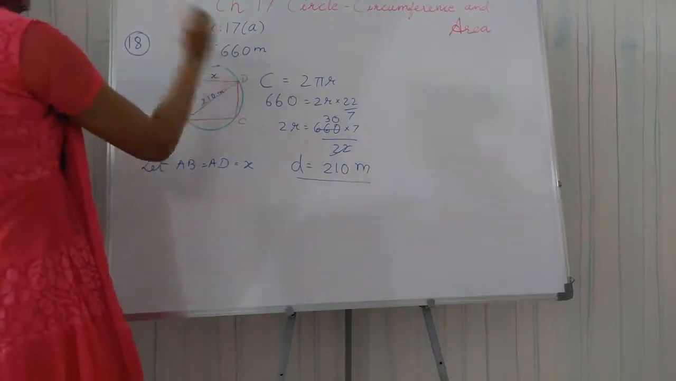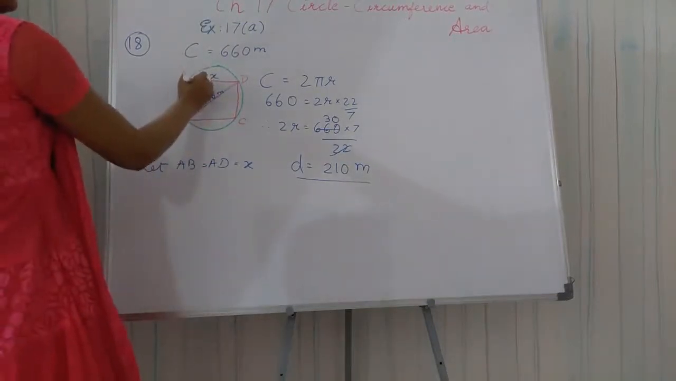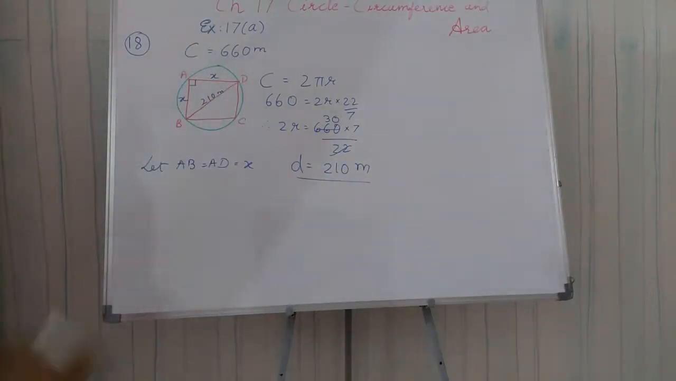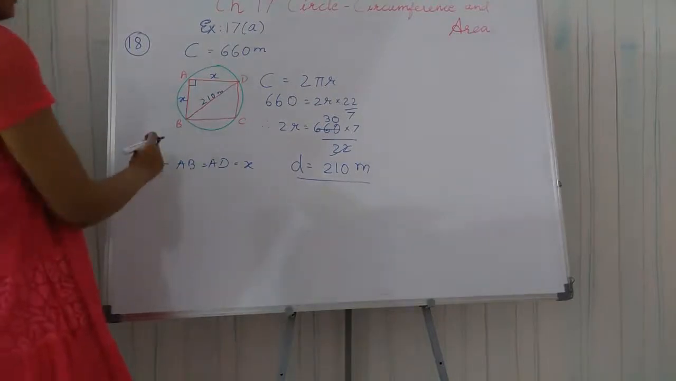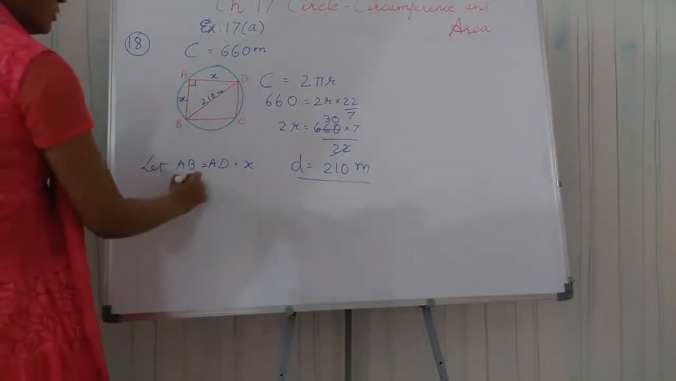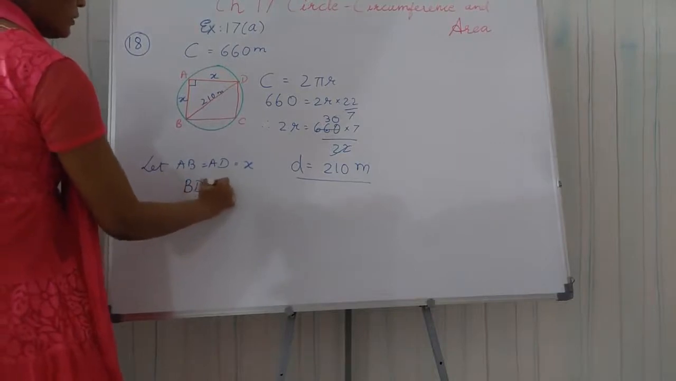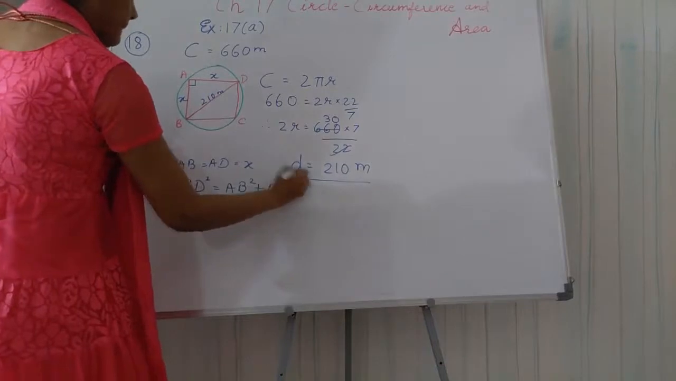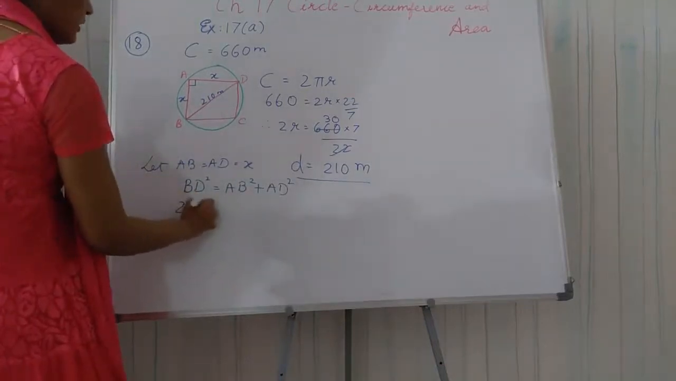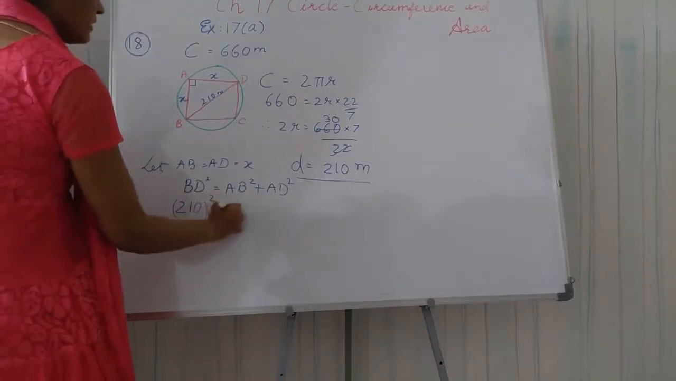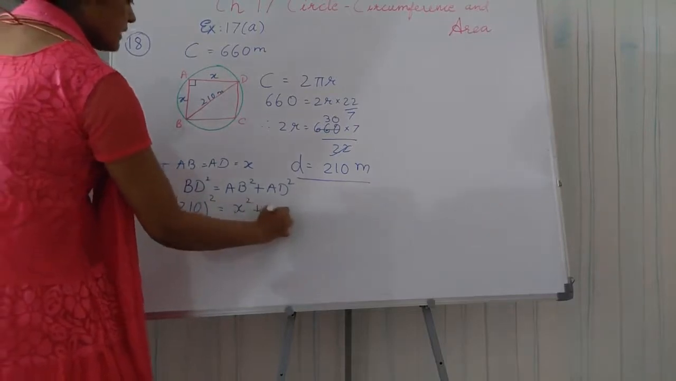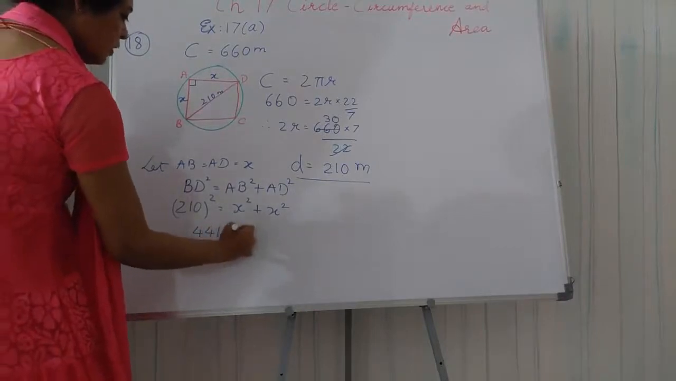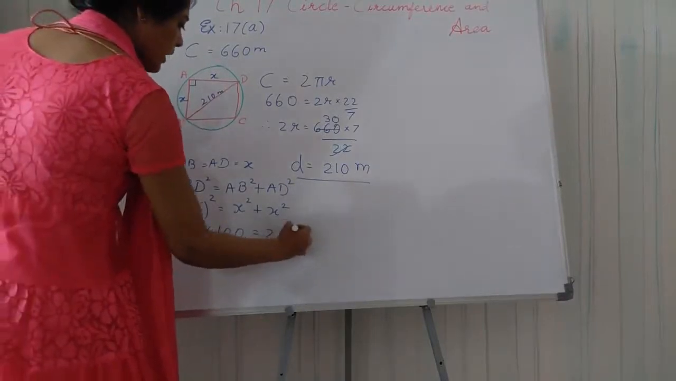So using Pythagoras theorem, because we know that in a square all the angles are of 90 degree. So now I am using Pythagoras theorem to get my x value. So here BD square is equal to AB square plus AD square. BD value is 210, whole square, is equal to x square plus x square. Therefore, this is 44100 is equal to 2x square.